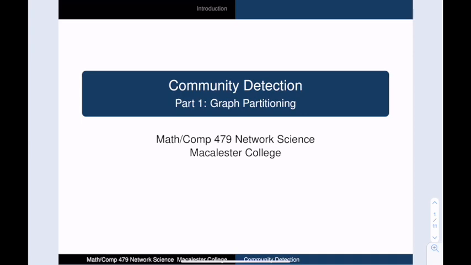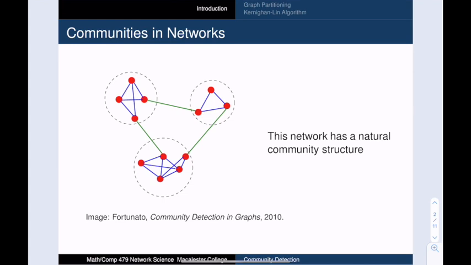This series of videos talks about community detection in networks. Here's an example of a network with a natural community structure. There are three denser networks that are loosely connected to one another.